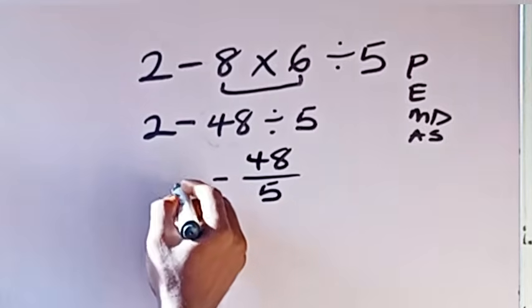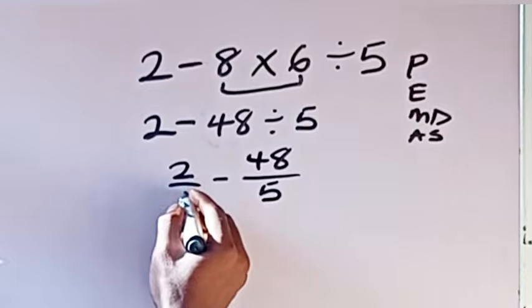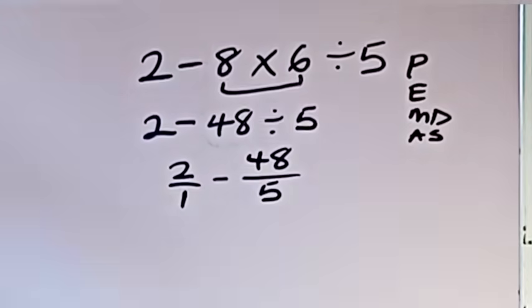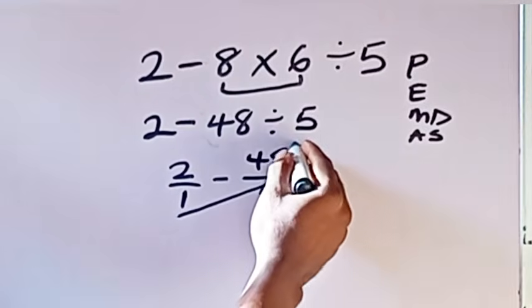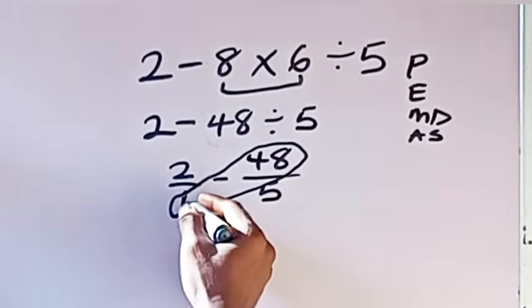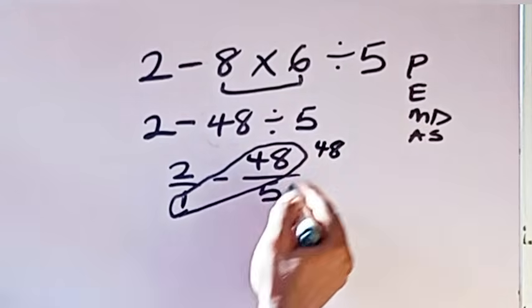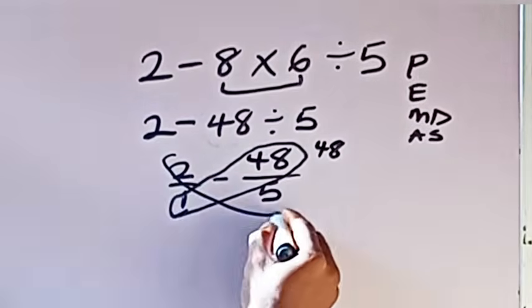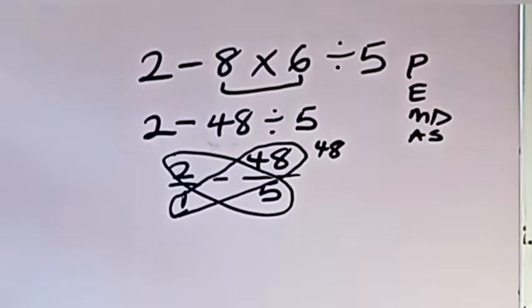Bring this minus down and put your 2. Let's write this 2 in a fraction form as well, which is 2 over 1 minus 48 over 5. Now guys, we are going to use the butterfly method to solve this. Draw this sign here like this. So 1 times 48 will give us 48. Draw this other butterfly wing. Don't mind my butterfly, it's very rough.